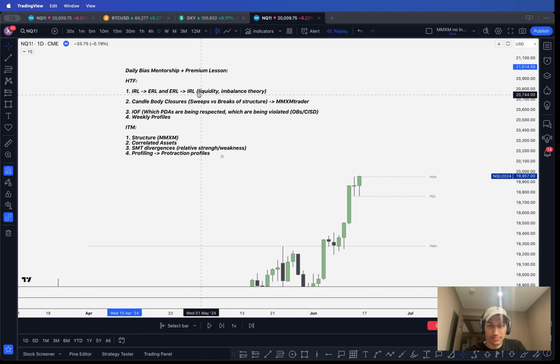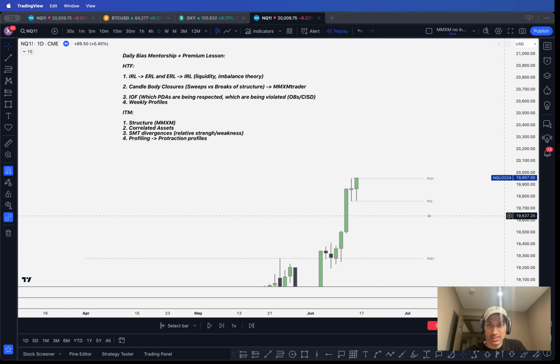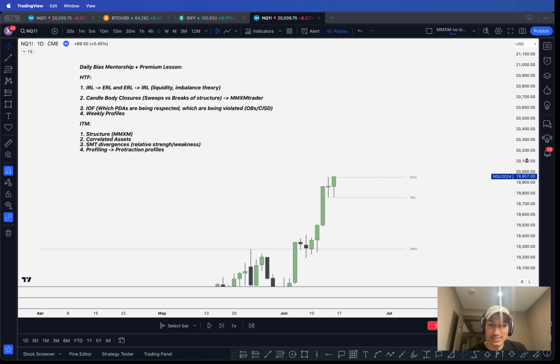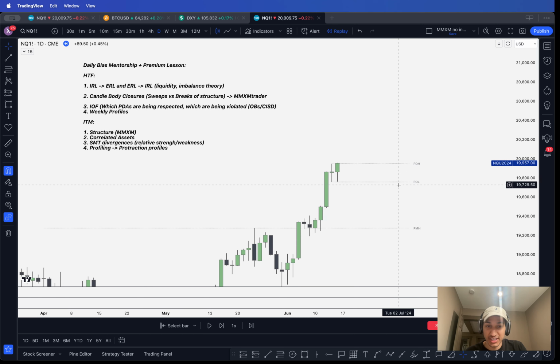Okay, so on Friday of last week, the first thing we want to look at is the idea of the relationship between internal and external range liquidity. Now, as we understand on this chart specifically, we're trading at the all-time highs on NASDAQ, so the idea of targeting buy-side liquidity resting on the other side of the curve might not be as applicable, in which case we will need to use some of the other concepts that we see on this higher time frame.